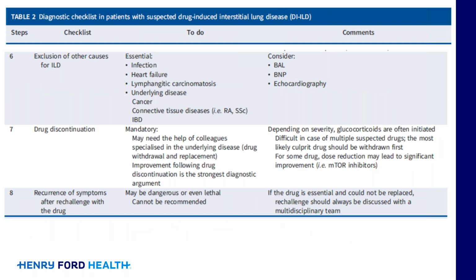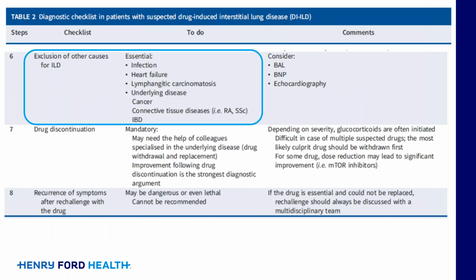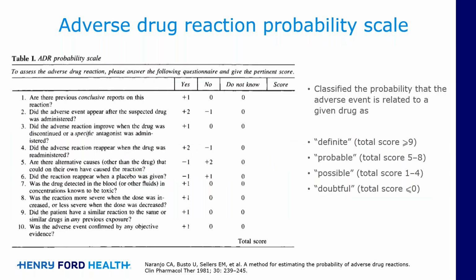reviewing pneumotox.com. Other things in the checklist include exclusion of other causes that we talked about, and then drug discontinuation. So clinical improvement after discontinuing the drug is a very important diagnostic marker. And in certain patients, if there is a re-challenge, understanding that the re-challenge can be dangerous and can make things worse down the line. This was the adverse drug reaction probability scale.